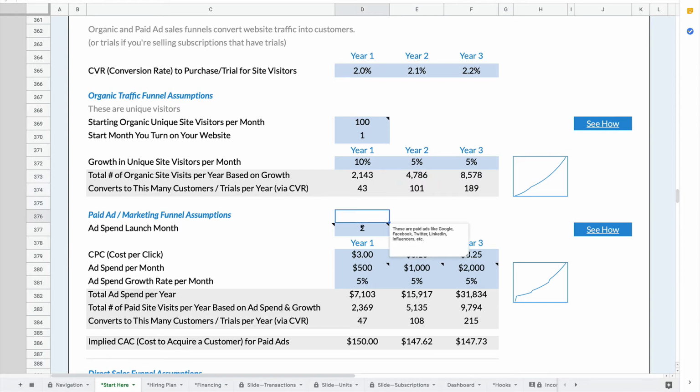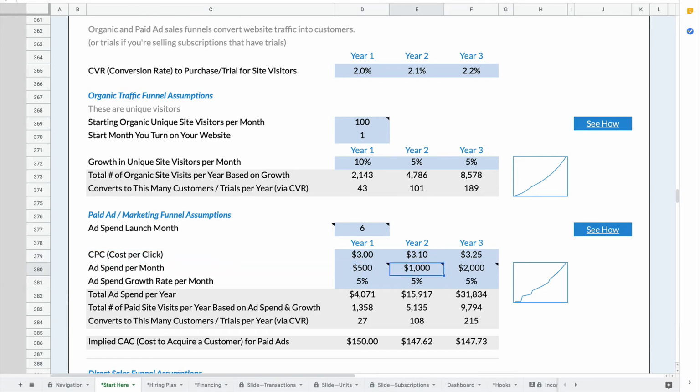The next section is paid ads. And with paid ads, again, I have a launch month. So it may be that I'm just doing organic from month 1 and I don't launch the paid ads until month 6. And then here I have some extra settings. So cost per click is how much I'm paying on average per paid ad to drive a visitor to the website. In this case, it's set at $3. You'll have to do some testing on Facebook or Google or whatever, Twitter, Instagram, to see what your average rate is going to be. But in this case, we're saying it's $3 in year 1, and actually it's getting more expensive in year 2 and year 3.